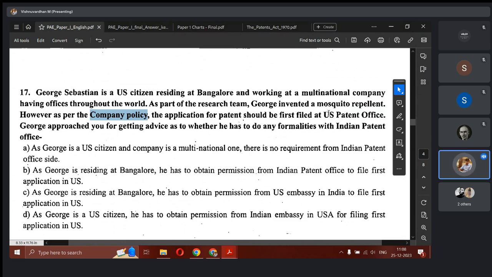Okay, in which case, if he has to file it first in US, what should he do? He has to fill form number 25. Subramaniam won't know which form it is, and his client is screwed. So George approached you for getting advice as to whether he has to do any formalities with the Indian Patent Office. Cool. So what are the options?